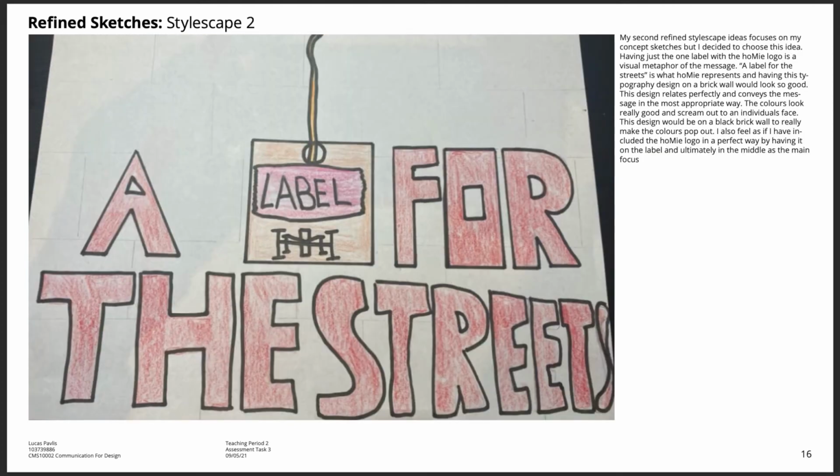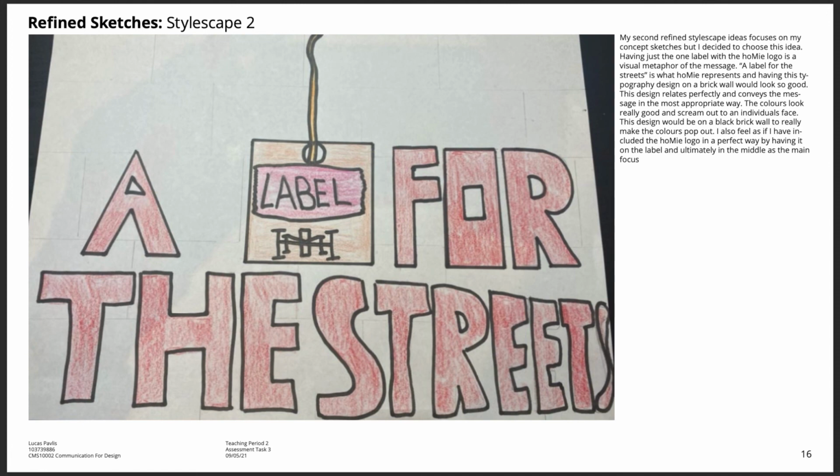My second refined stylescape idea focuses on my concept sketches, but I decided to choose this one as I felt like it was best to convey this message. Having just the one label with the Homey logo is a visual metaphor of the message. A label for the streets is what Homey represents, and having this typography design on the brick wall would look so good. This design relates perfectly and conveys the message in the most appropriate way.